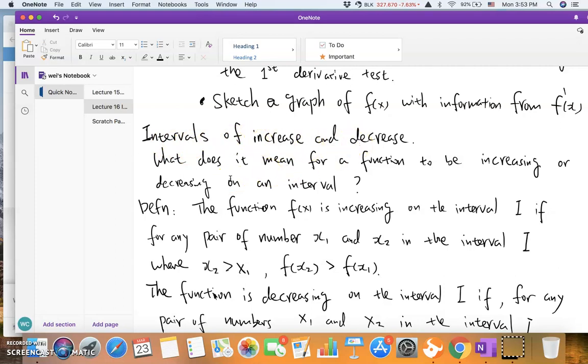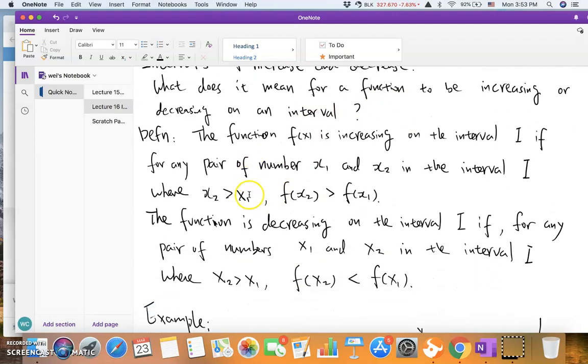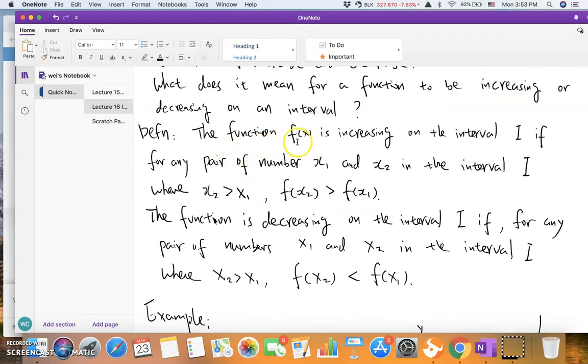So specifically, what does it mean for a function to be increasing or decreasing on an interval? Here is the definition. The function f(x) is increasing on the interval I if for any pair of numbers x1 and x2 in the interval I, where x2 greater than x1 implies f of x2 is greater than the function value f of x1.